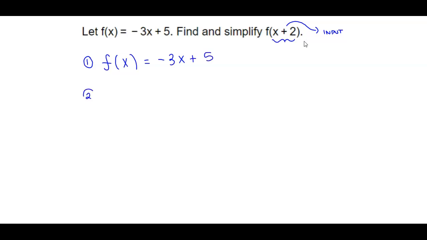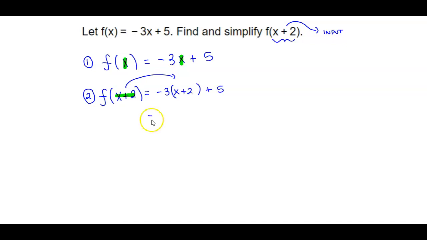Now, in step 2, what we want to find is f of x plus 2. I want you to notice here that x represents the input. So now x plus 2 is going to be the new input of this same function. So therefore, this is now going to become negative 3. Now we're going to replace that x with this input, which is x plus 2, and then plus 5.